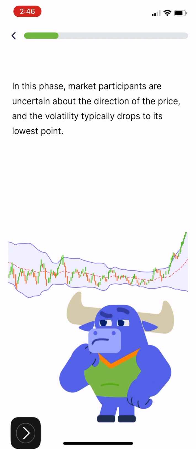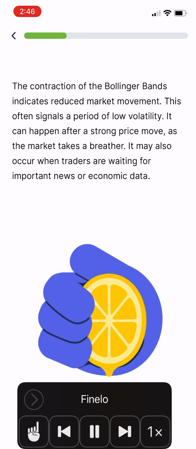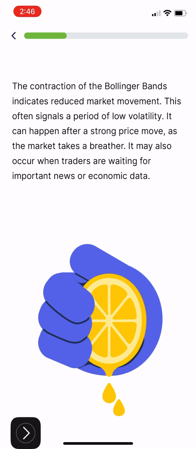In this phase, market participants are uncertain about the direction of the price, and the volatility typically drops to its lowest point. The contraction of the Bollinger Bands indicates reduced market movement. This often signals a period of low volatility. It can happen after a strong price move, as the market takes a breather. It may also occur when traders are waiting for important news or economic data.